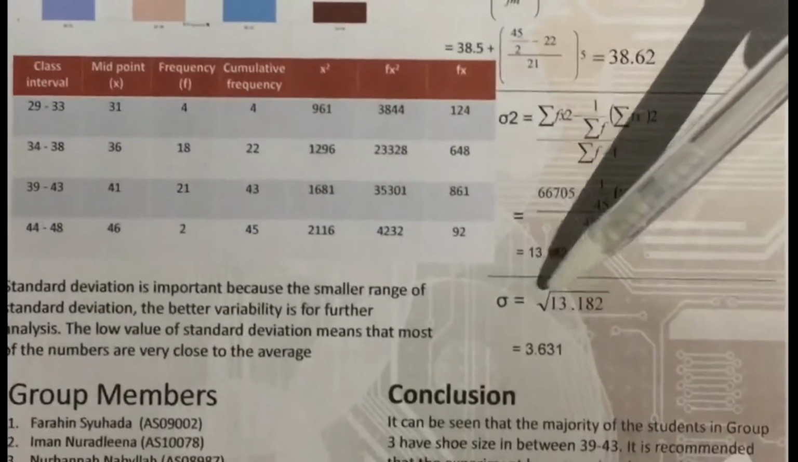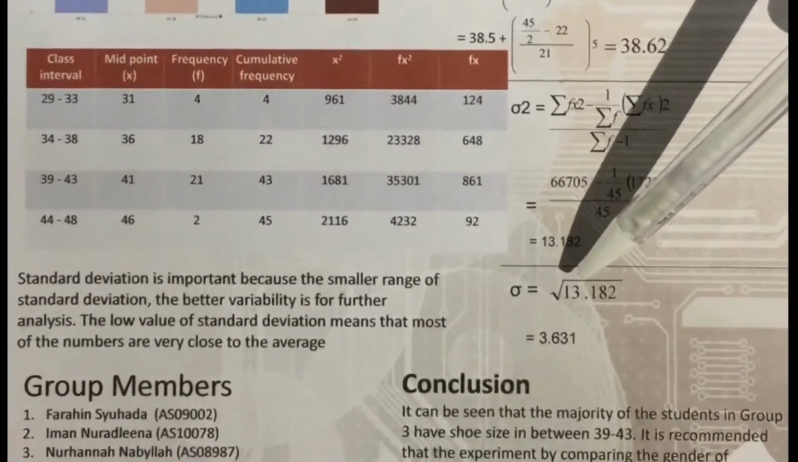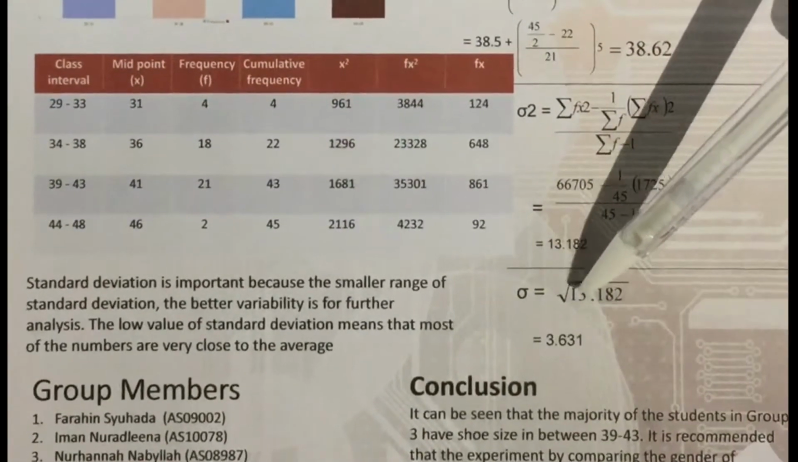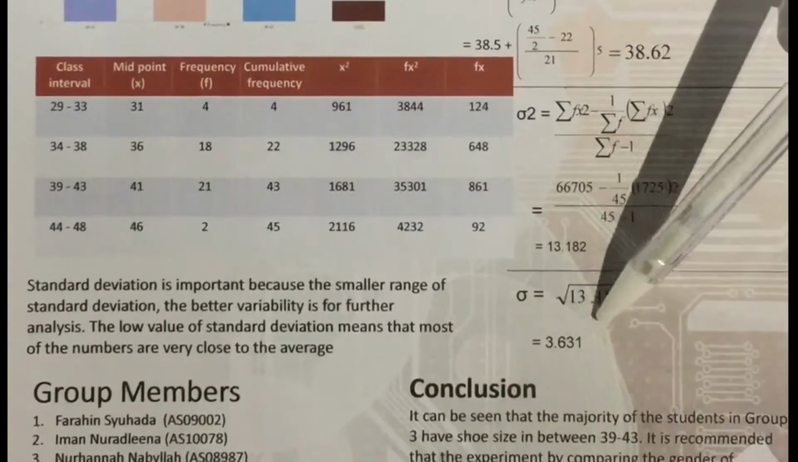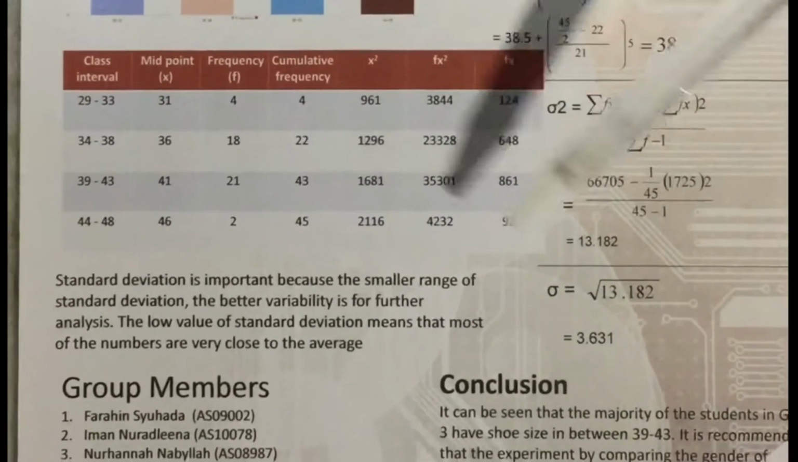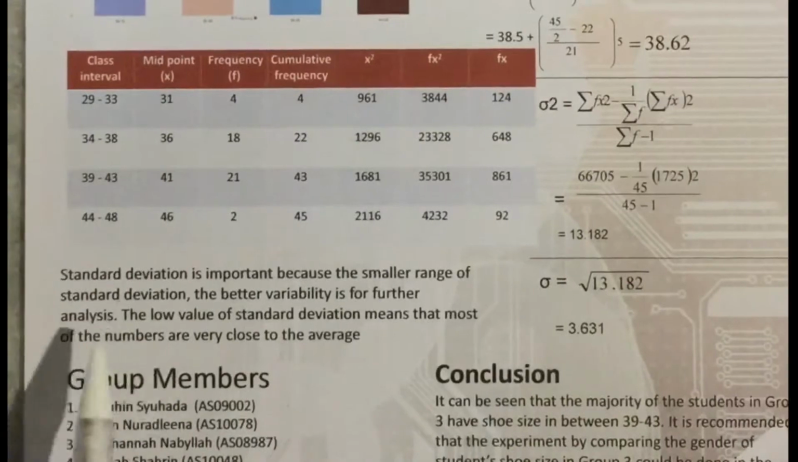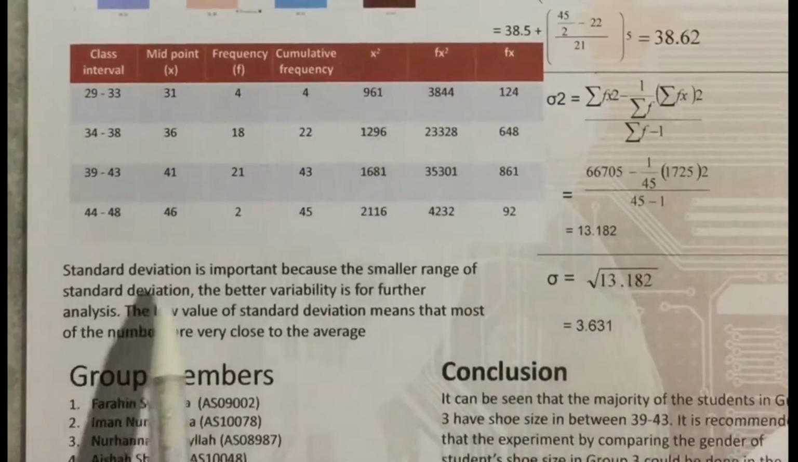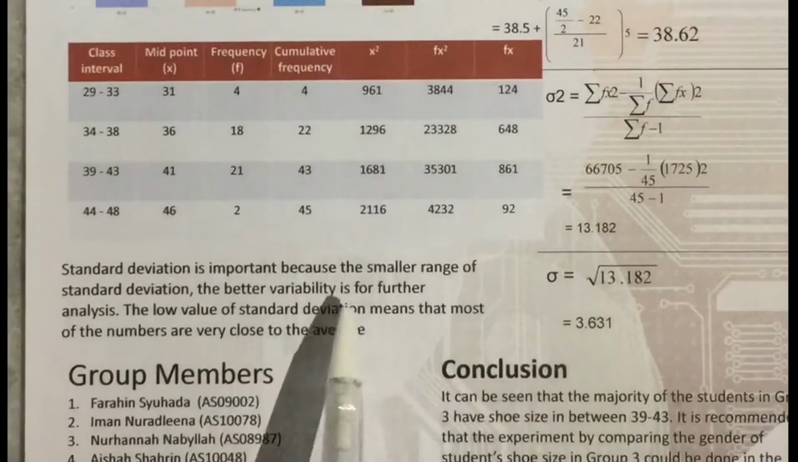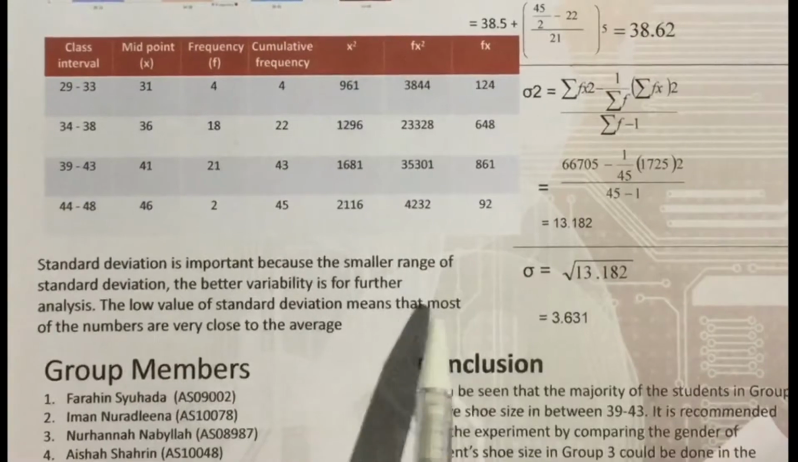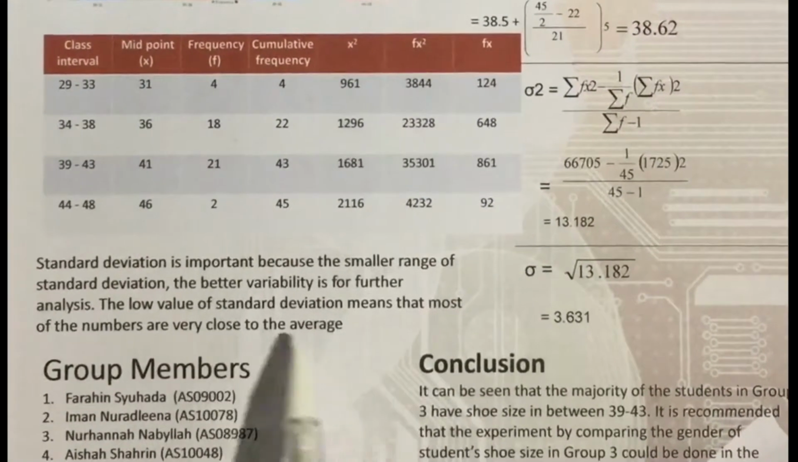Then for standard deviation, we just square root the value of variance, which is the square root of 13.182, and we will get the answer 3.631. So from this statistical analysis, we know that standard deviation is important because the smaller the standard deviation, the better the variability is for further analysis. A low value of standard deviation means that most of the numbers are very close to the average.